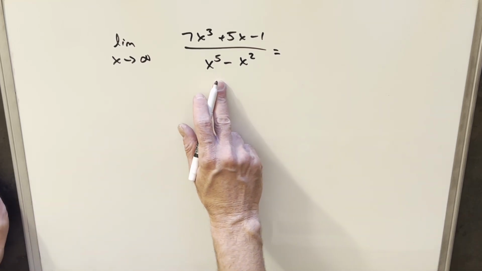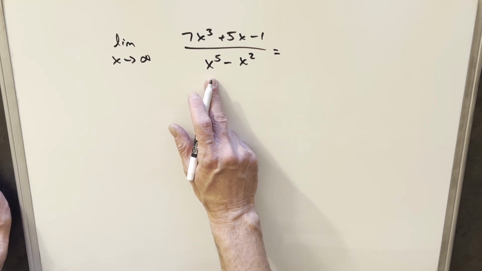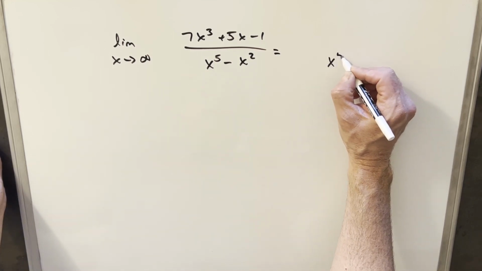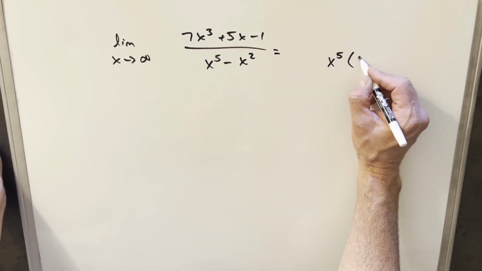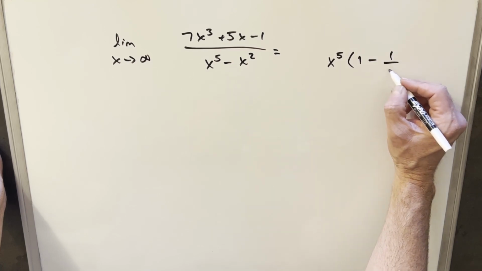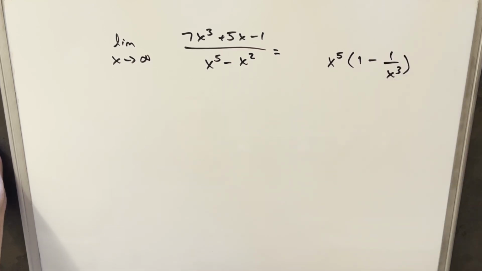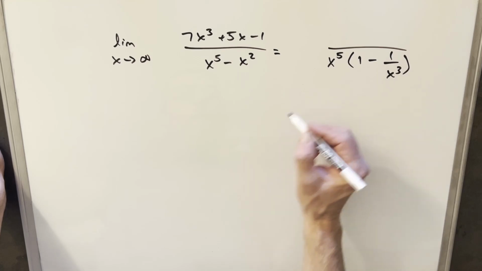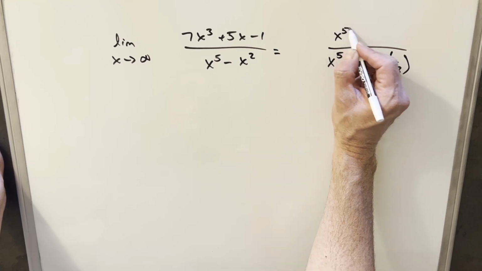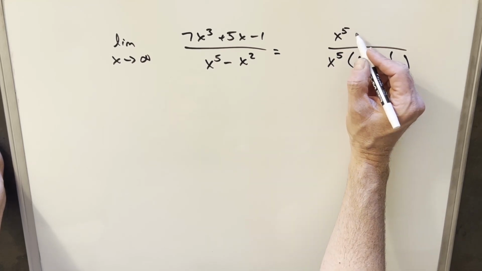What we're going to do is factor out the largest degree term from the denominator. So I'm going to factor out x to the fifth, and then this is going to become 1 minus 1 over x cubed, I believe. Yep, that looks good. And then I'm also going to factor x to the fifth out of the numerator so that we can get cancellation.